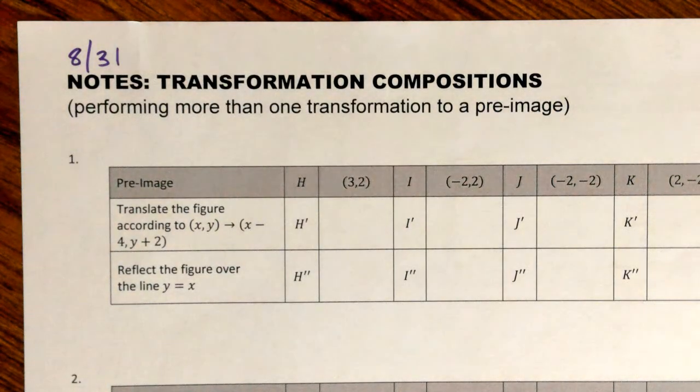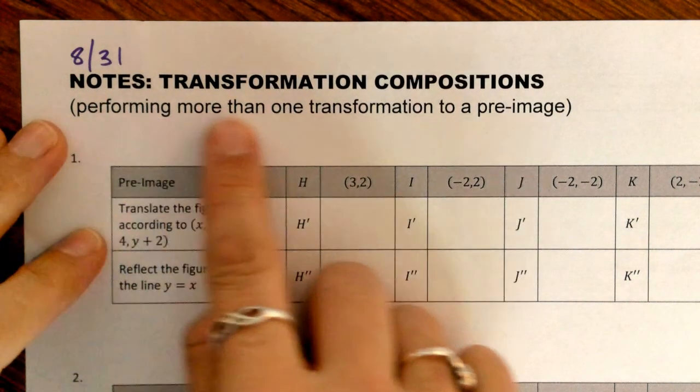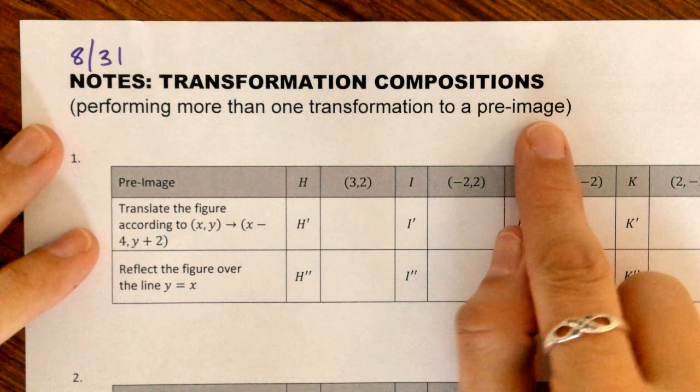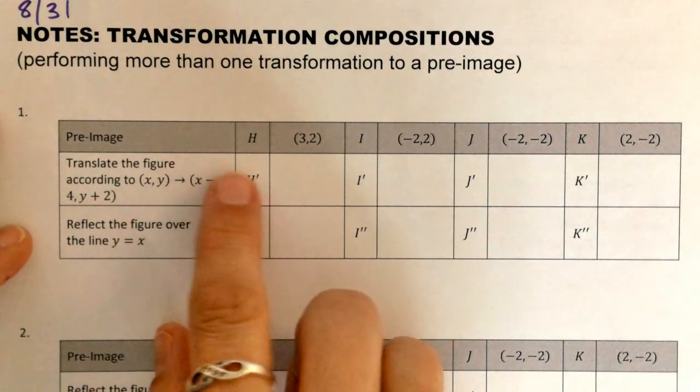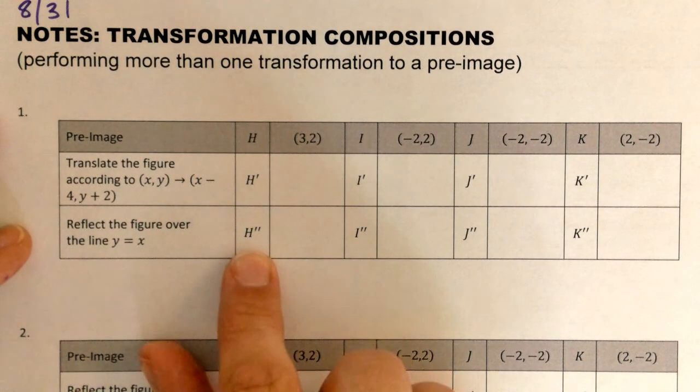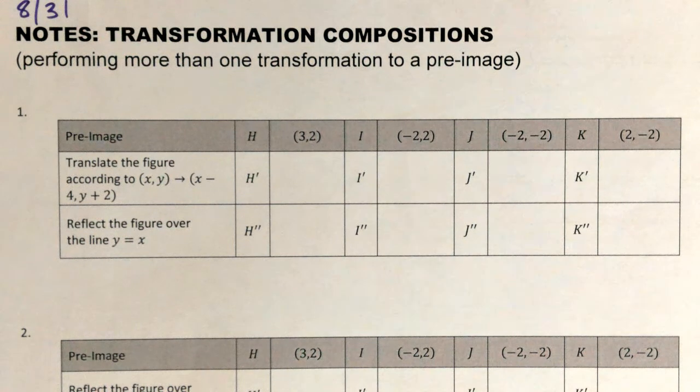All right, our last set of notes for Unit 1. We have transformation compositions, and what we see here is performing more than one transformation to a pre-image. So we're going to wind up, you see, with H, H prime, H double prime. So that's where we have multiple different things going on here. So let's just jump straight into it.